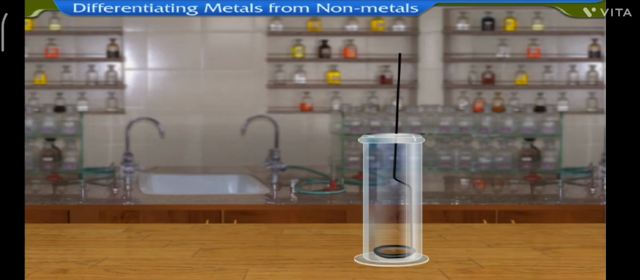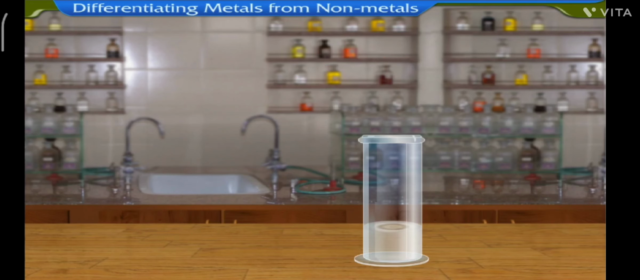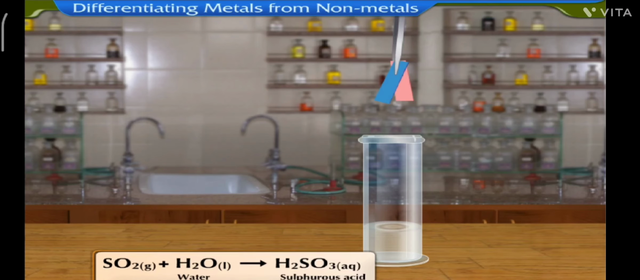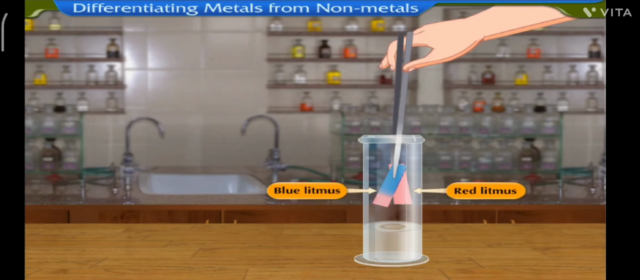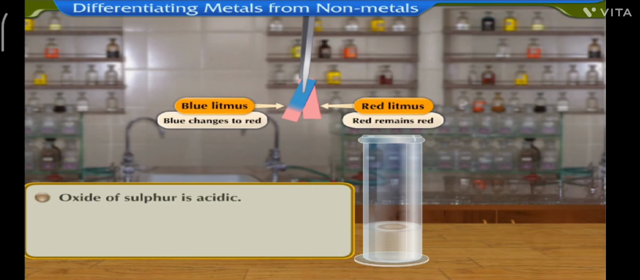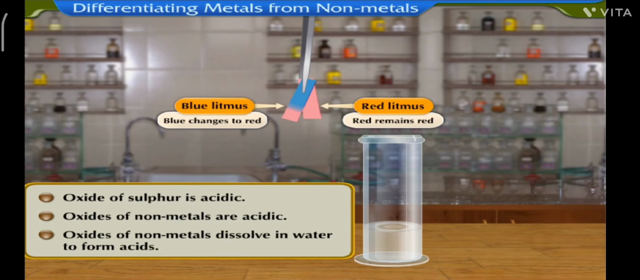Now, open the jar containing sulfur dioxide. Remove the spoon from the jar and add 20 to 25 milliliters of water into the jar. The sulfur dioxide gas dissolves in the water and we get a solution of sulfurous acid. Now, place both red and blue litmus papers in the jar containing sulfurous acid solution. The red litmus remains red and the blue litmus changes to red. This shows that the oxide of the non-metal sulfur is acidic. Usually oxides of non-metals are acidic. By dissolving oxides of non-metals in water, we can form acids.